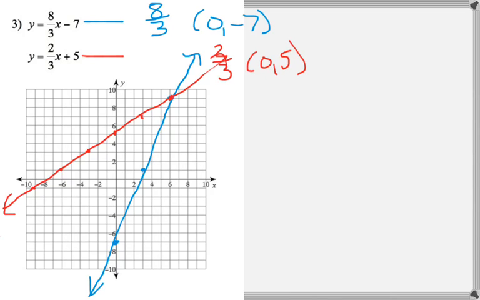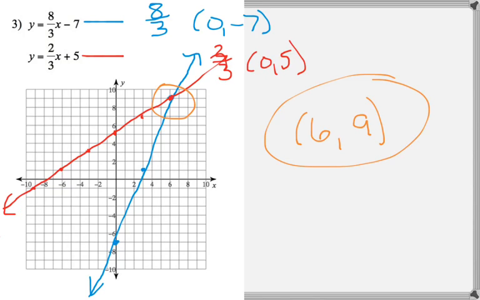We can draw our line, leaving us with our final step, step 3. Identify the point of intersection. That guy's location, his x value is 6, and his y value is 9. So the solution to this system is 6, 9.